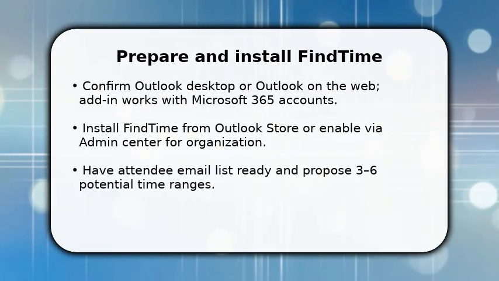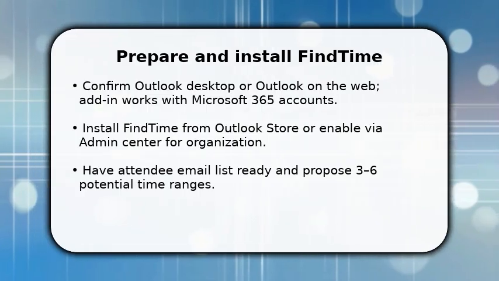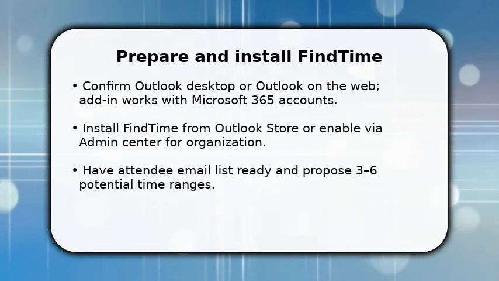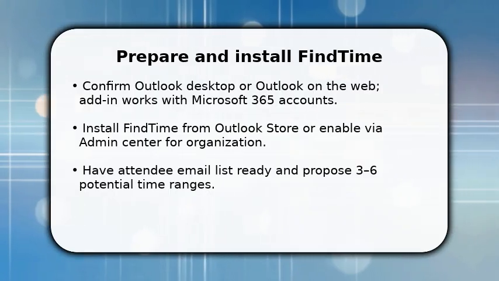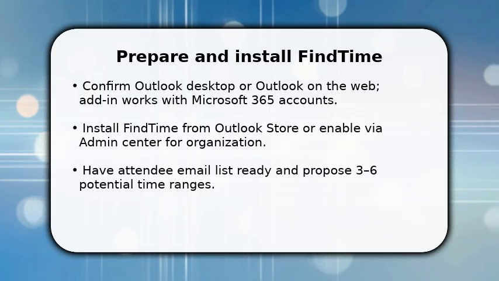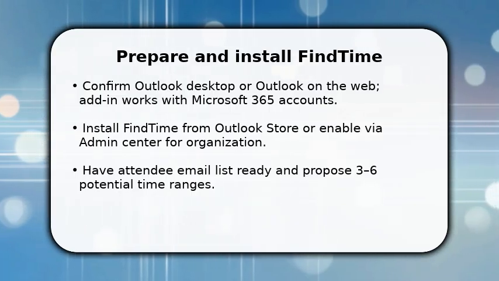You start by installing and enabling the Find Time add-in. This is the only supported method to create a Find Time poll. Once installed, open a new meeting or email in Outlook. Add the attendees you want to poll.